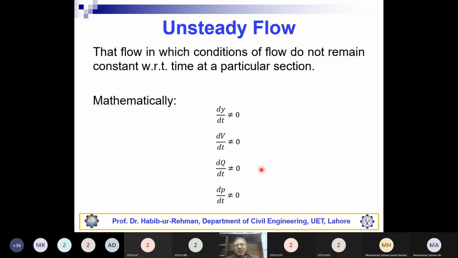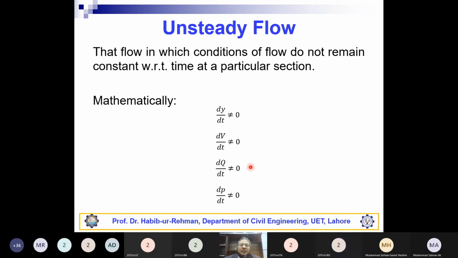Now the next expression is dQ over dt is not equal to 0. It means the discharge or the flow rate is changing with respect to time at a particular section of the conduit. So this expression, what do you think? Is it applicable for pipe flow or for open channel flow? For both, sir. Yes, for both.